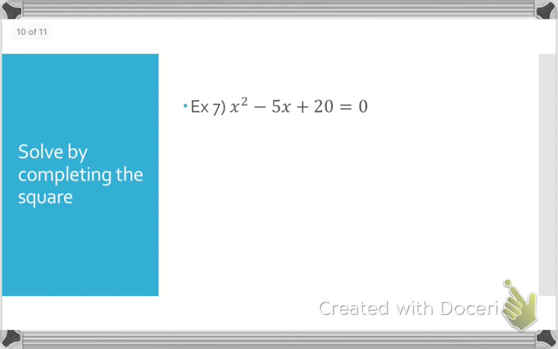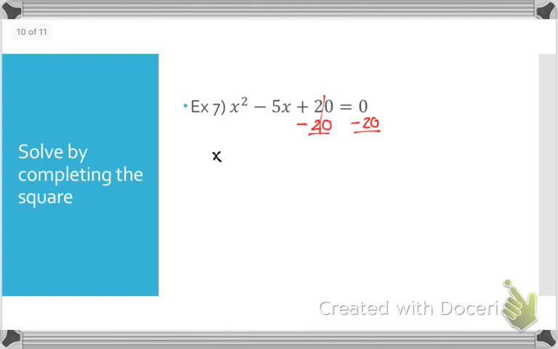All right. Let's look at this example. So let's solve by completing the square. So in case you guys forgot, completing the square means that we're going to create perfect squares. So the first thing we want to do, so we got x squared minus 5x plus 20, is move over the 20. And we're going to do that by adding its opposite. So we're going to subtract 20 from each side. All right. So we subtract 20.